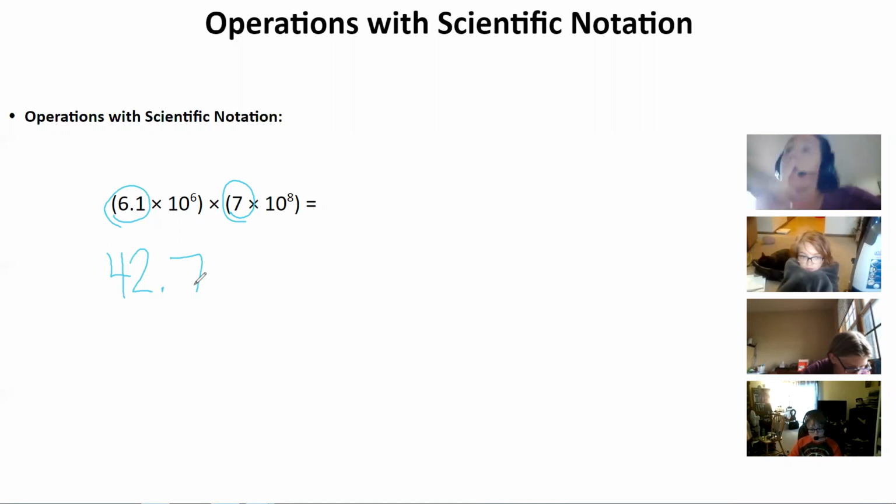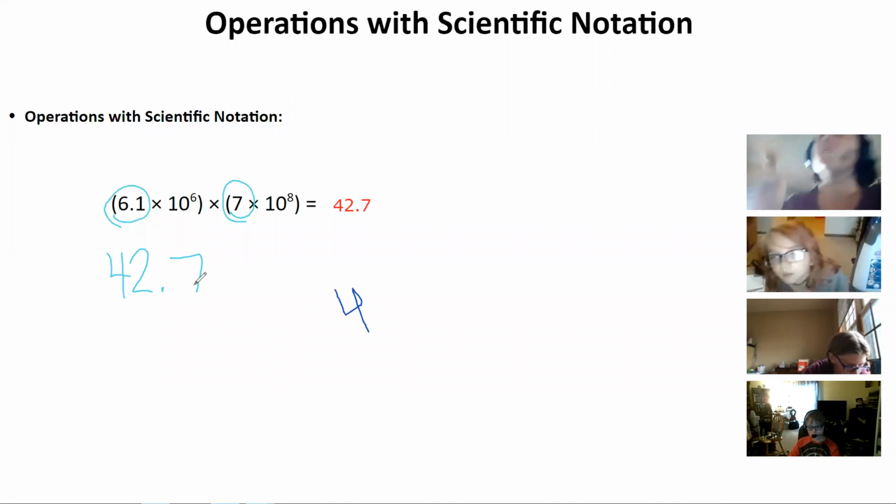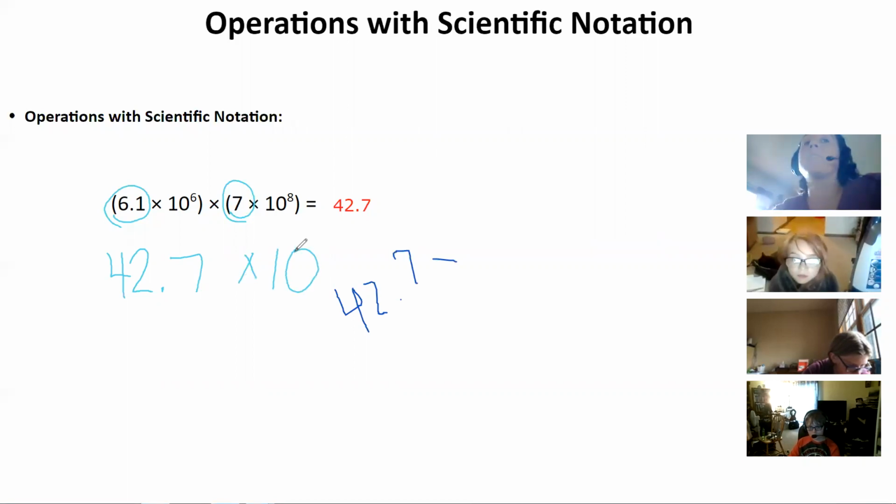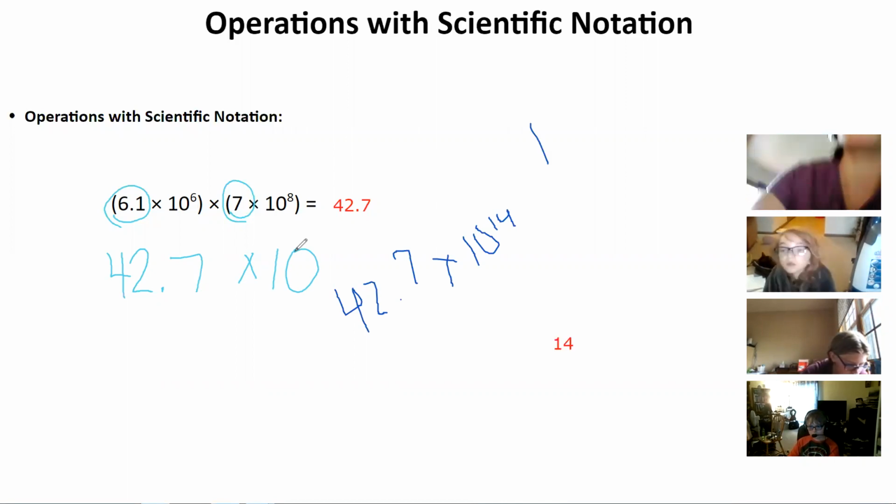Someone was going to write a 4, so someone must have got that. Yeah, that's what I got. Aiden got that too, good. We're going to have to adjust that, but for now, we'll just leave it there. So we'll bring in our times 10, and we're going to add those exponents. So 6 plus 8. What's 6 plus 8? 14. Yeah, you're right. 14.